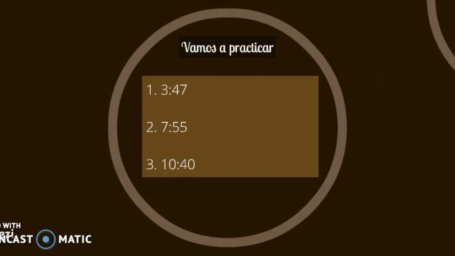Take a look at this practice. You can pause the video if you'd like and try your hand at it, or we can just go over it right away. 3:47, we need to find the next hour. The next hour is 4 o'clock. And how many minutes until the next hour? It's 13. So we would say son las cuatro menos trece. For 7:55, the next hour is 8 o'clock, and we're going to minus 5 minutes. So son las ocho menos cinco.